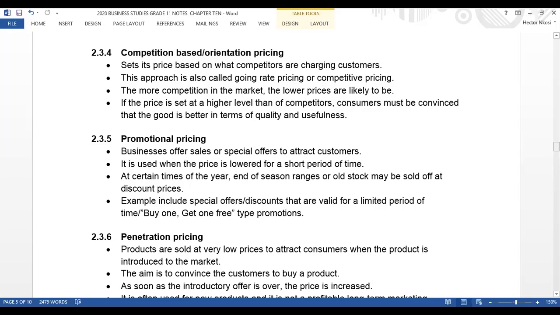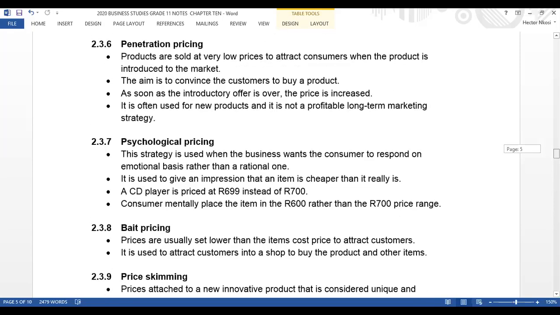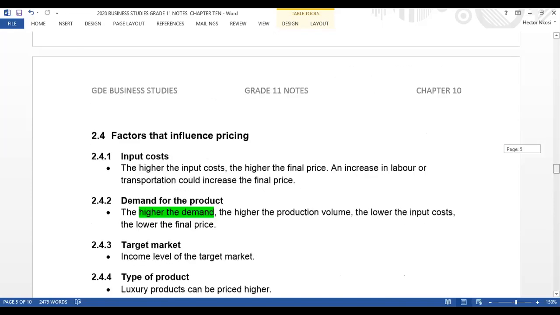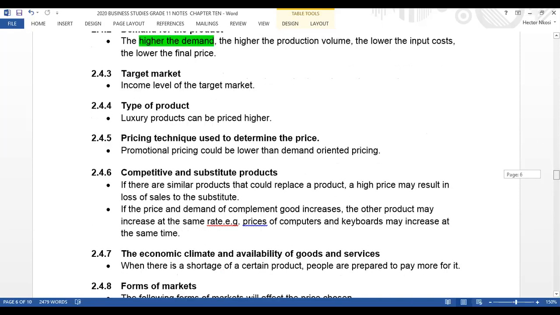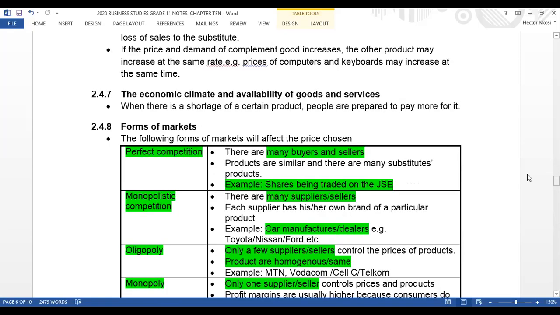And also, going downward, we have psychological pricing, paint pricing, and price skimming. Then we looked at the factors that influence pricing. We said input costs, demand for the product, target markets, types of products, pricing techniques used to determine the price, competitive and substitute products, the economic climate and availability of goods and services, and also forms of market, they do affect your pricing.